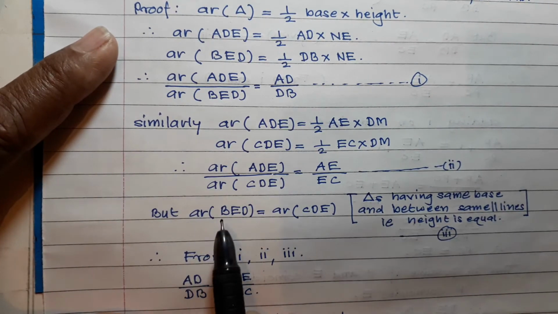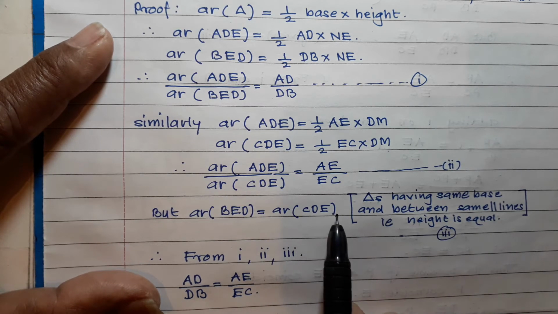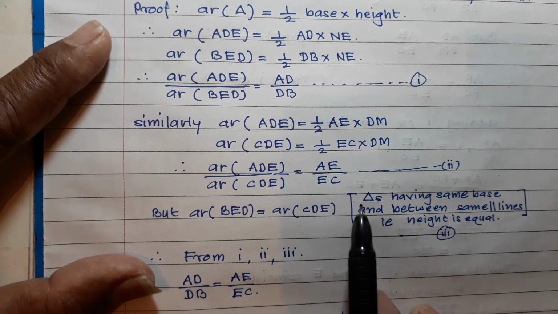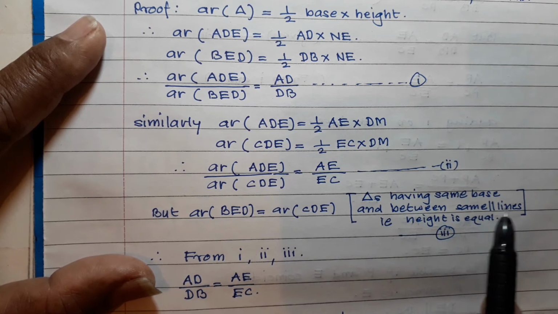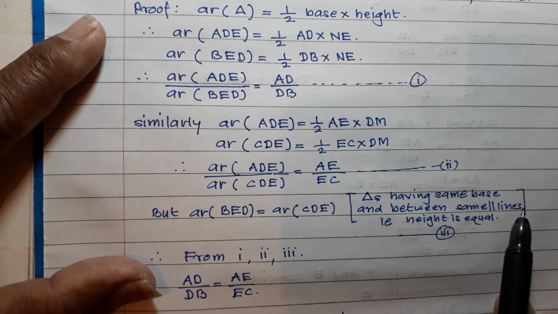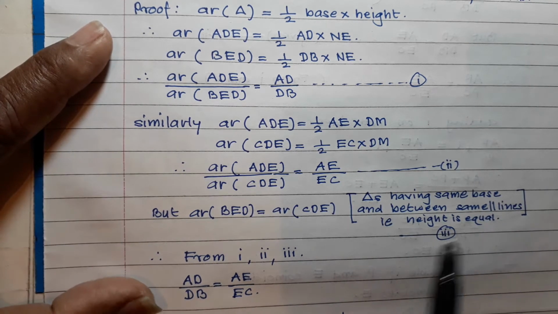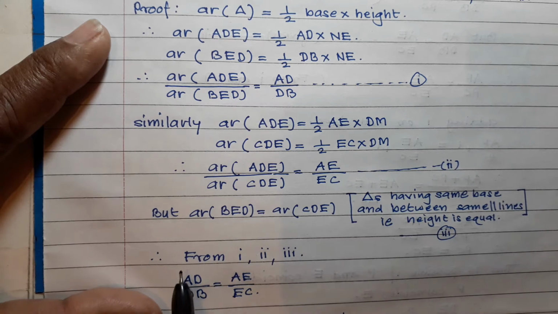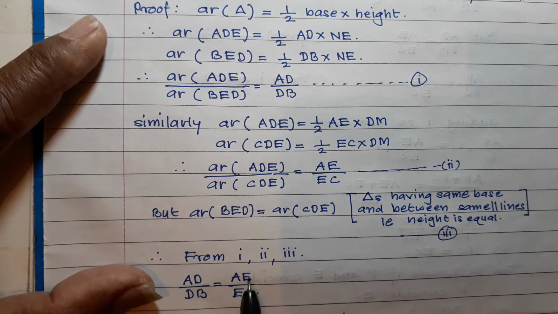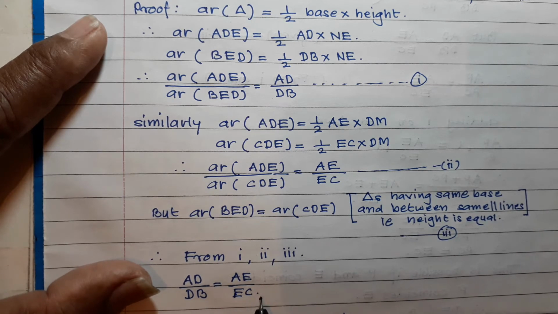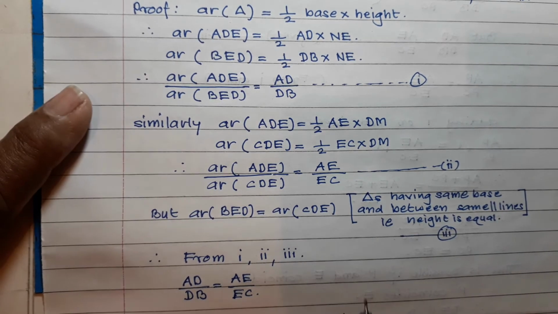But area of triangle BED is equal to area of triangle CDE, as these two triangles have the same base and are between the same parallel lines, that means their heights are equal. That is statement number 3, and therefore from 1, 2 and 3, AD upon DB is equal to AE upon EC, hence the theorem is proved. Okay, so this is a very important theorem.